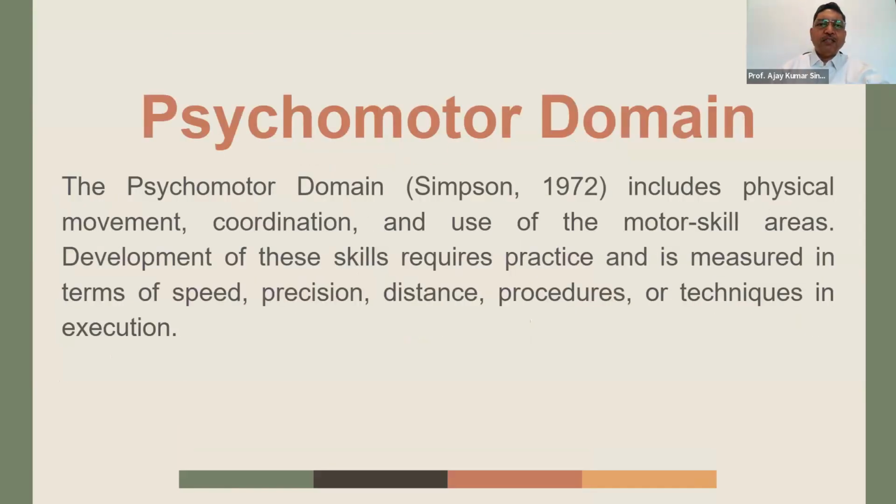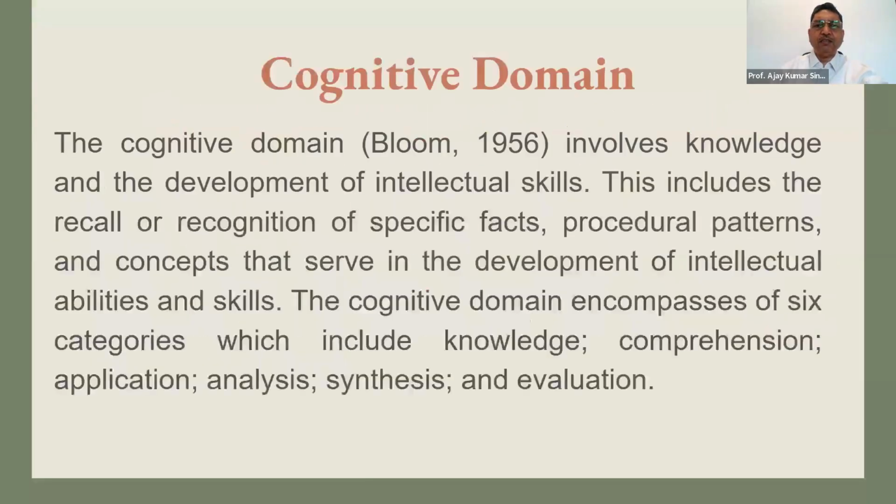And the psychomotor domain, as per Simpson, 1972, includes physical movement, coordination, and use of the motor skill areas. Development of these skills requires practice and is measured in terms of speed, precision, distance, procedures, or techniques in execution. So it takes care of the learning to do aspect of it. Learning to know, as I mentioned, is the first part of it, wherein we talk about the cognitive domain.